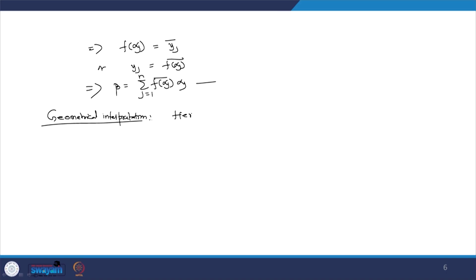here, beta certainly belongs to the orthogonal complement of the null space of F. Let me clarify this once.